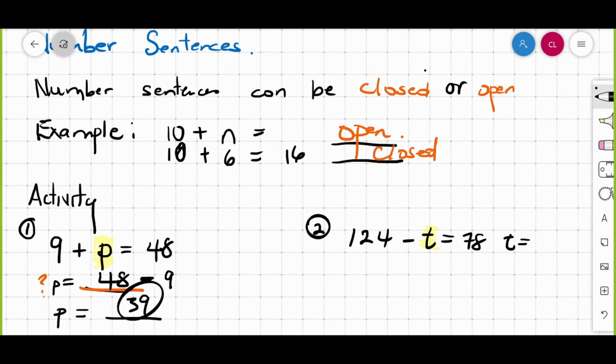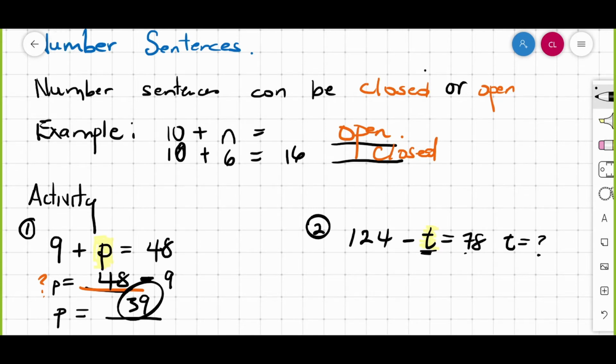All right. Let's look at this one. We have 124 minus something called t, and that is equal to 78. And we want to know what t is. Again, what do we need to do? Take away 1. Oh, you're going to add 124 with 78. Add them, I should say. Try that and see if it works now and tell me.